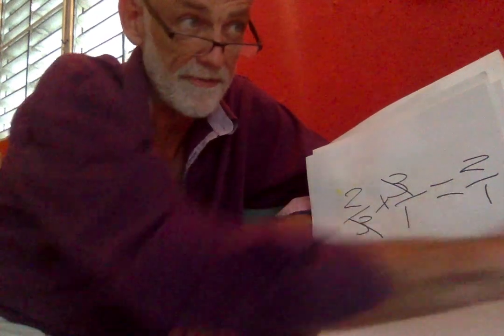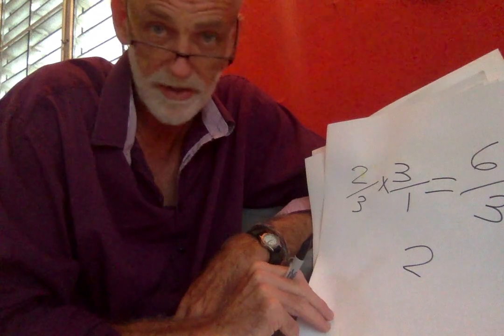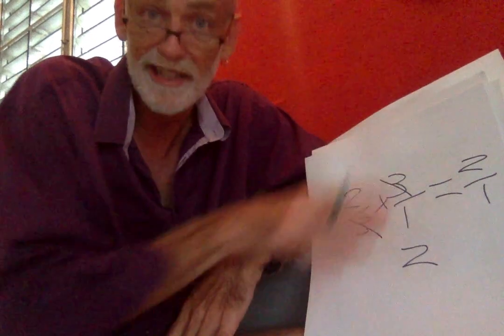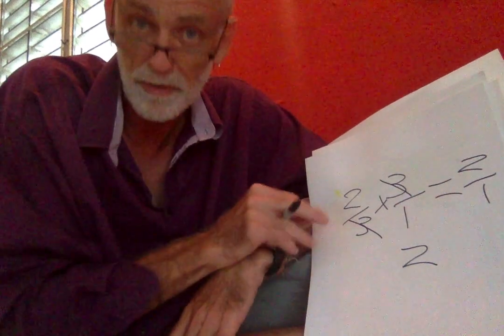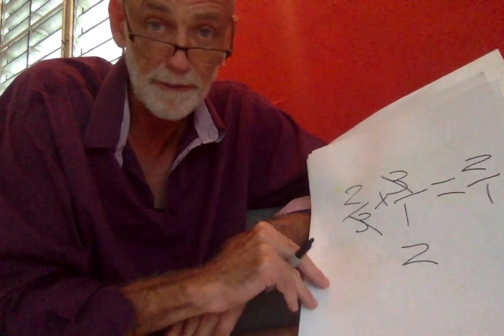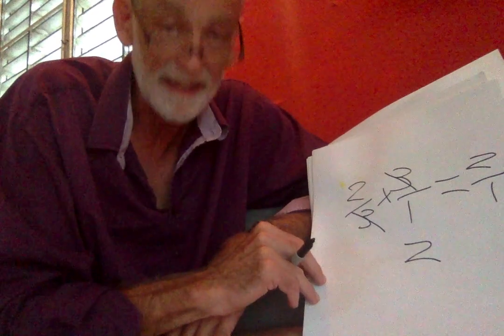You don't have to do it that way. You can do it this way. You can always do it that way. But when things are obvious, when you see, oh, I have something on the top and the bottom, they're the same, get rid of them. They'll make your life easier. Remember, we're trying to do as little math as possible. The better you know math, the less you have to do.